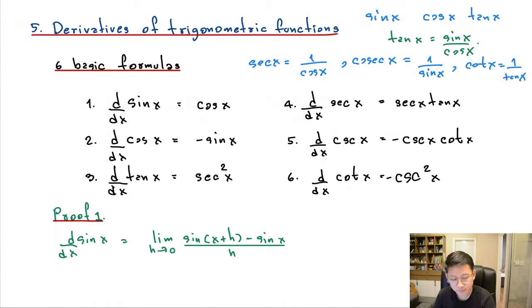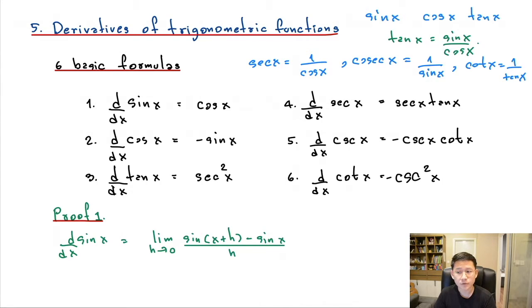And d tan is sec squared. D sec is sec tan. D cosec is minus cosec cot. And d cot is minus cosec squared. Okay, so I'm not gonna give you a rhyme in order to remember them. They are just 6 simple formulas, so I would like you to memorize them. D sine is cos, d cos is minus sine, d tan is sec squared, d sec is sec tan, d cosec is minus cosec cot, and d cot is minus cosec squared.